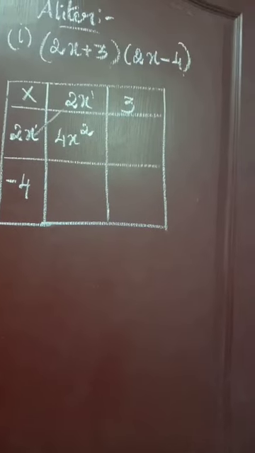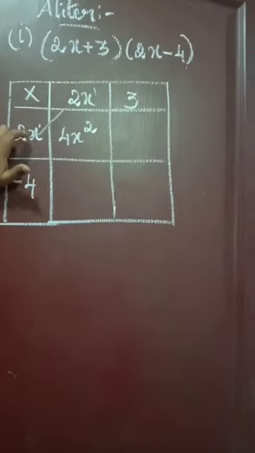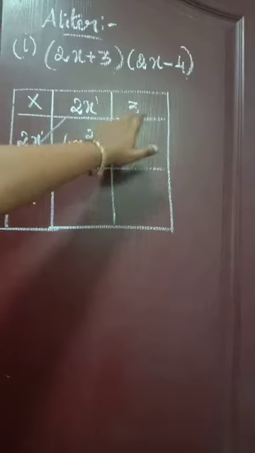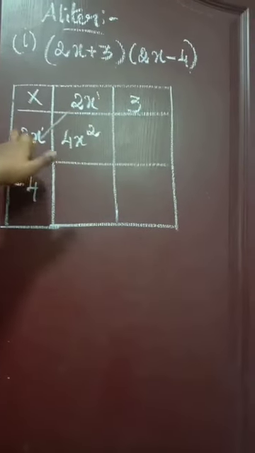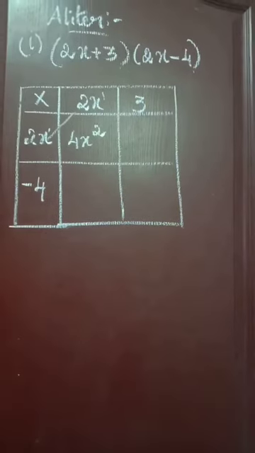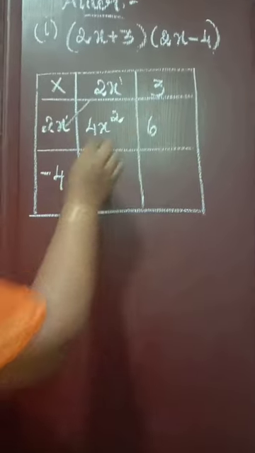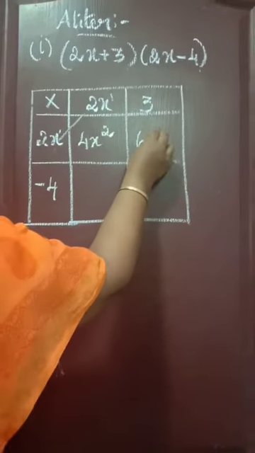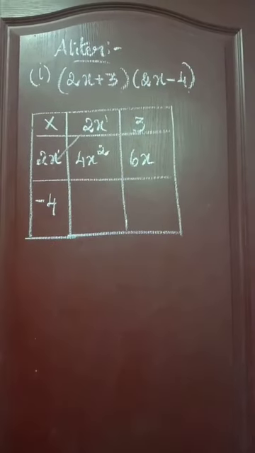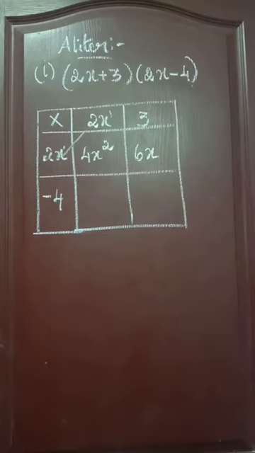Next, listen. You have to multiply 2x and 3 and write the answer here. So 3 2s are how much? Yes, 3 2s are 6. What is the variable? Only one variable, x is the variable. So I write x here.